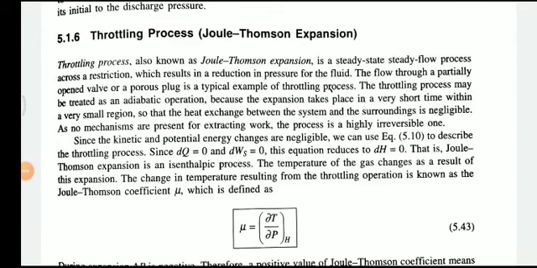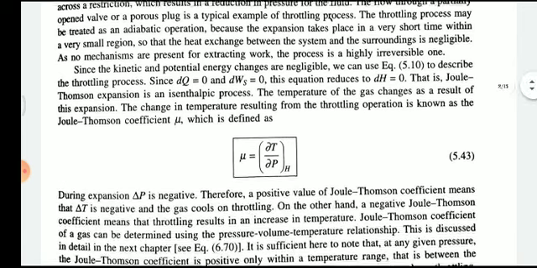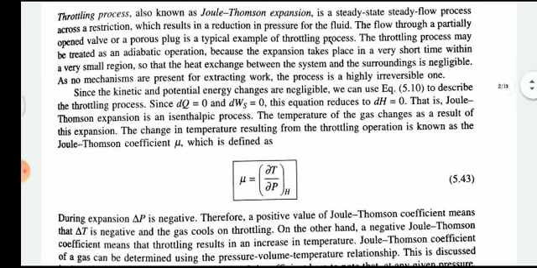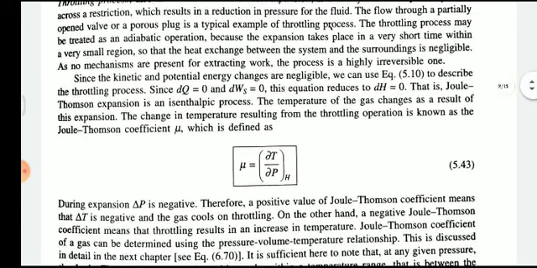In the throttling process of the CET subject, we are discussing the Joule-Thomson coefficient. Recently, we already discussed the Joule-Thomson coefficient, which is given by mu is equal to del T by del P at constant H, where during the expansion the value of delta P, the pressure change, is negative.